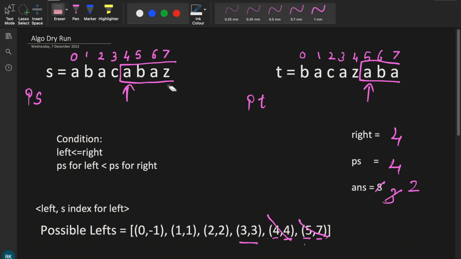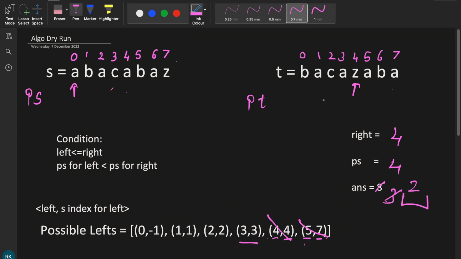Now we will continue the process. We will decrement both PS and PT pointer. So this comes to Z and this comes to C. Since C is not equal to Z, we decrement PS pointer. Again A not equal to Z, we decrement. Again B not equal to Z, we decrement. And finally, since A not equal to Z, we are done with our loop. And this PS is less than equal to 0, we break the loop, and finally we have our answer as 2.